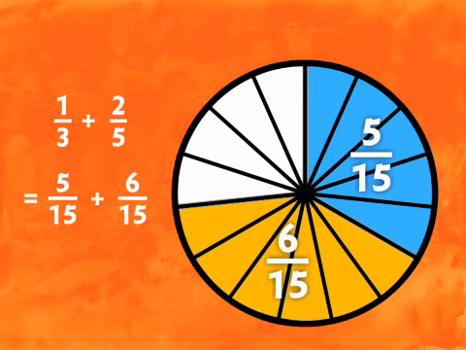15 is a common multiple of 3 and 5. So we can add fractions with denominators 3 and 5 by writing equivalent fractions with a common denominator of 15. Let's see how this works. 1/3 plus 2/5 equals 5 15ths plus 6 15ths, which is 11 15ths.